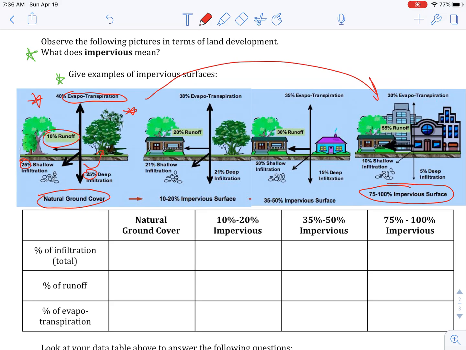Because if that surface down here is impervious, well, it can't get into the ground, right? So we're going from 10% runoff over on the left-hand side, natural ground cover, all the way up to 55% runoff, okay? 15% infiltration and 30% evapotranspiration, okay? Well, what are the consequences of doing that, of increasing the amount of impervious surfaces and increasing the amount of runoff?